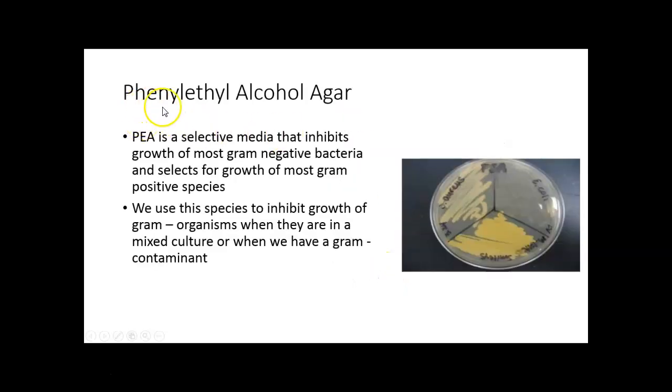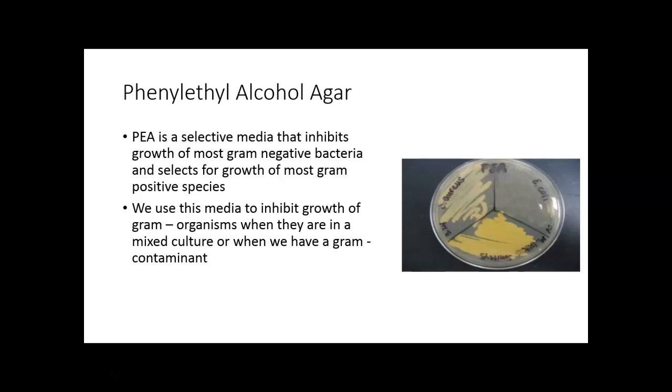So the first agar is phenylethyl alcohol agar. This is also known as your P plate. It is a selective media. When you say the term selective, selective is a media that inhibits the growth of certain organisms and selects for the growth of other organisms. P plates select for the growth of gram-positives and inhibit the growth of gram-negative bacteria.